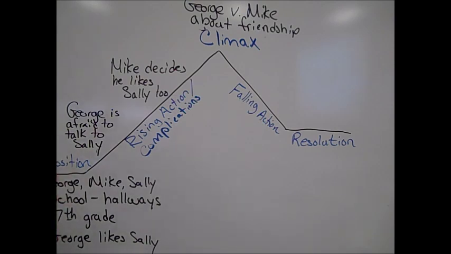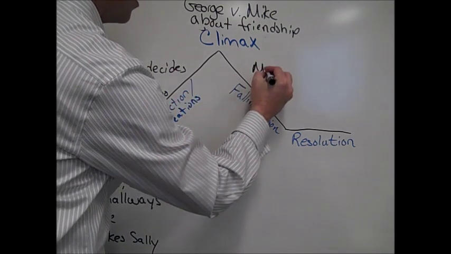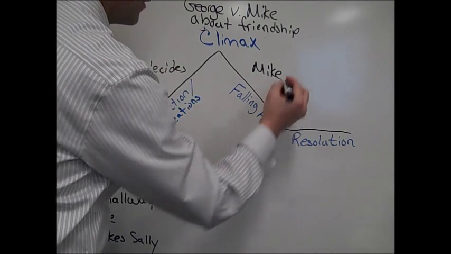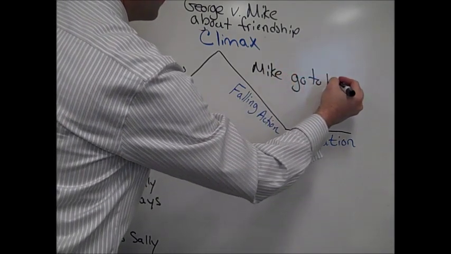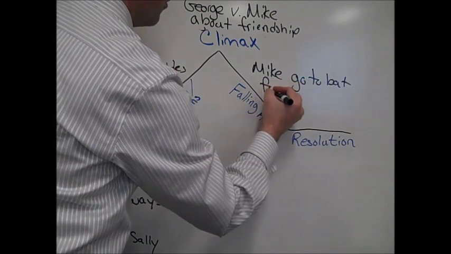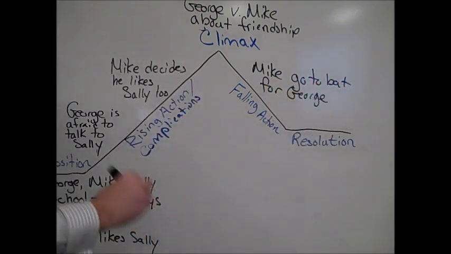And so in our falling action, we see Mike go to bat for George about how great of a guy he is to Sally.